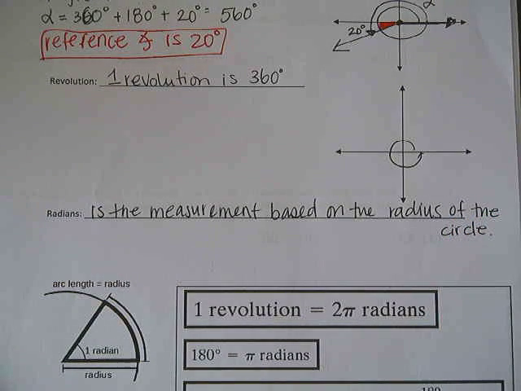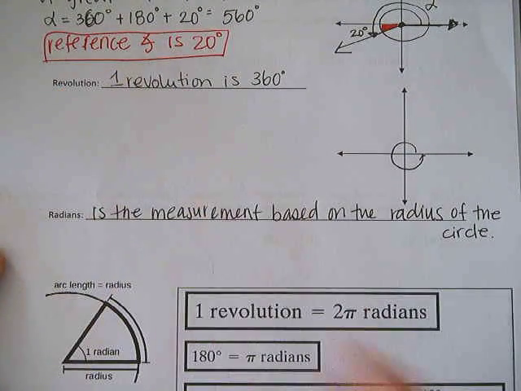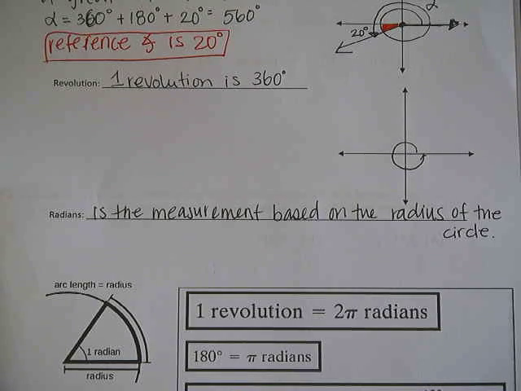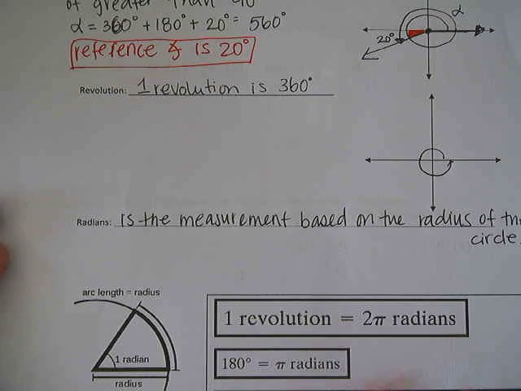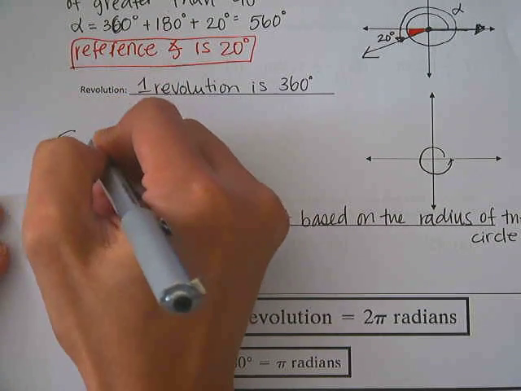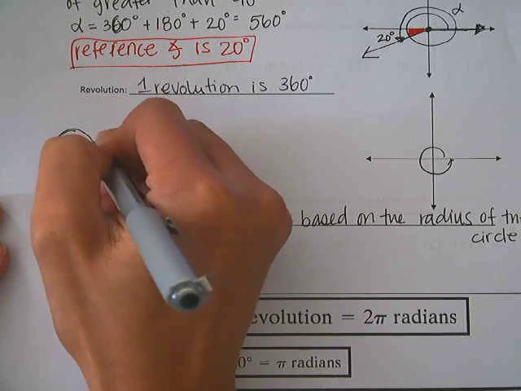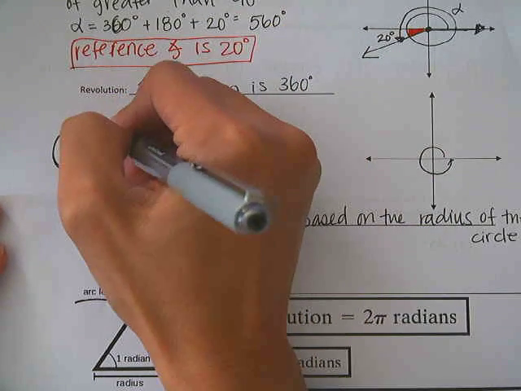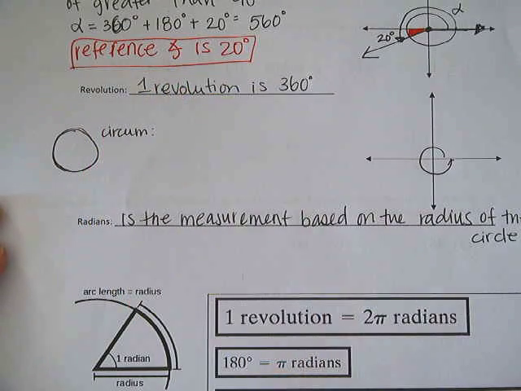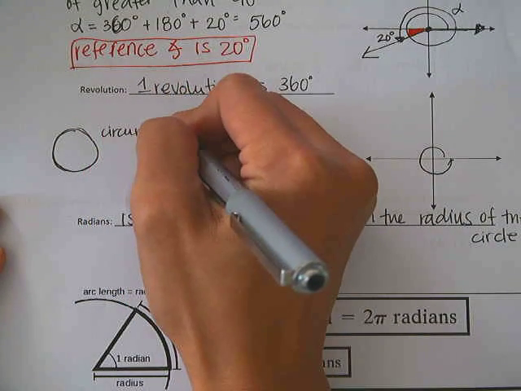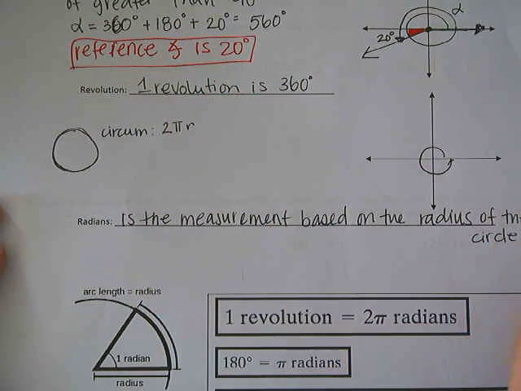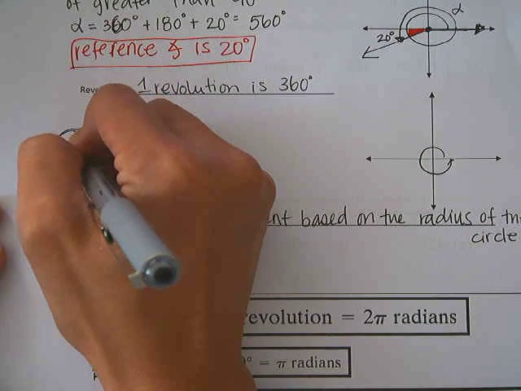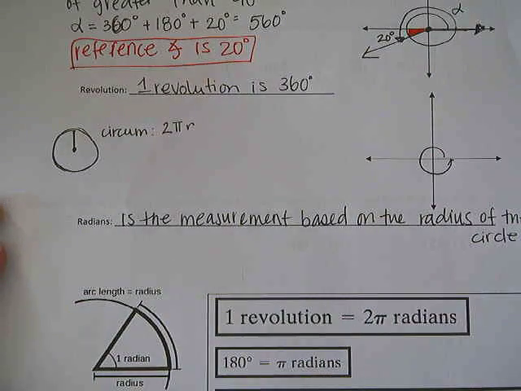Okay, so let's talk about what a radius is. Right now, do me a favor and put your pencil or pen down and just listen to me. It's going to be confusing if you try to write and listen at the same time. Here is a circle. I would like to find the circumference. The formula for circumference is 2 pi r, right? What if my radius is 1 unit?